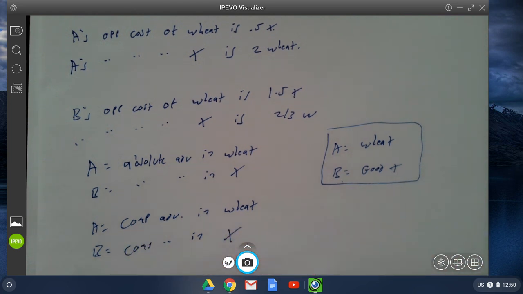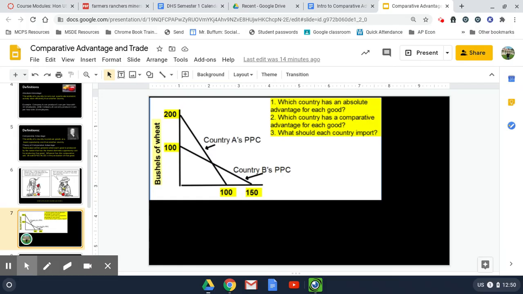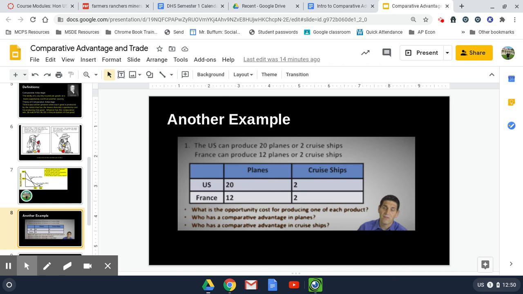Okay, it's okay if you're confused. We're going to go through this again. So let me go back to my other screen here. Let's use another example. Here's an example from Mr. Clifford. It says the United States can produce 20 planes or 2 cruise ships, while France can produce 12 planes or 2 cruise ships. And then we've got a couple questions.